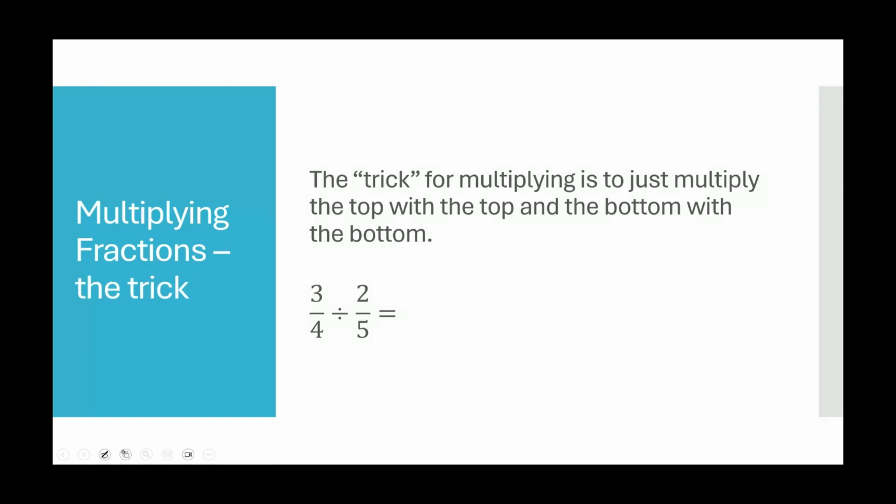So you probably learned the trick for multiplying. And for the trick, you just multiply straight across. You say 3 times 2 is 6, 4 times 5 is 20. And like this is correct right now. We have the correct answer. It's not simplified, so we're going to simplify it also.